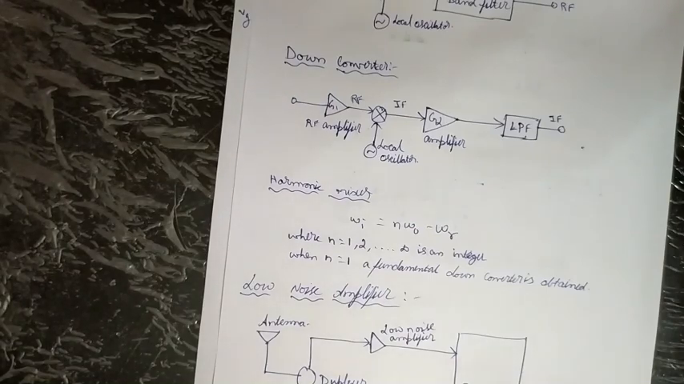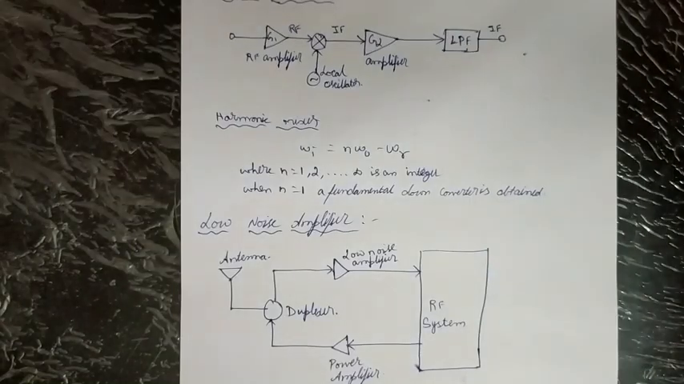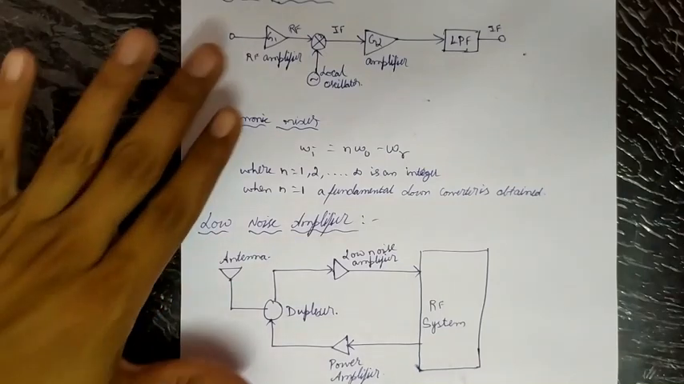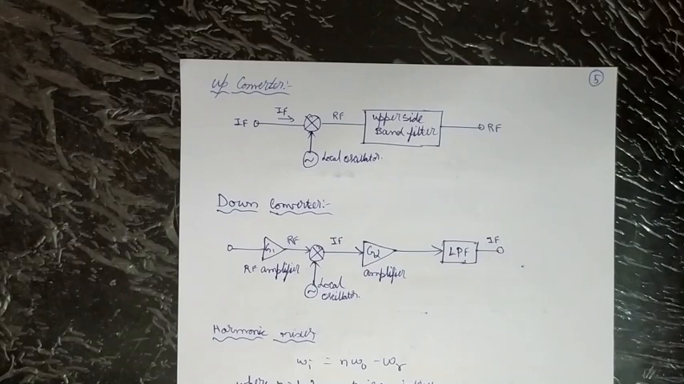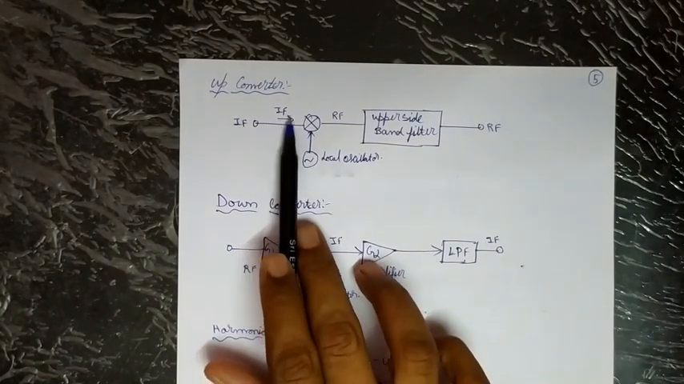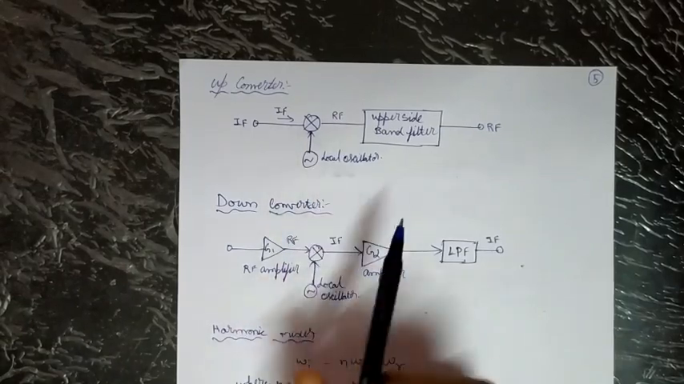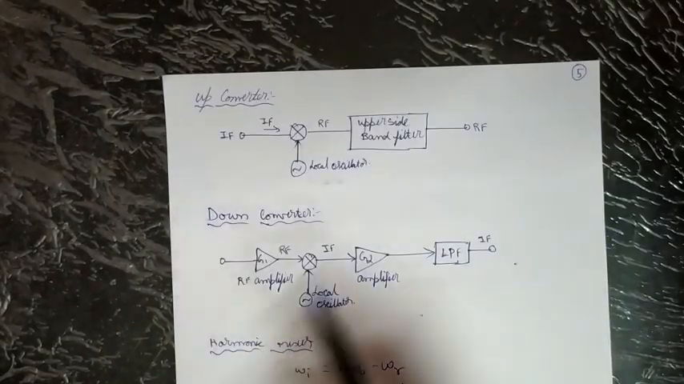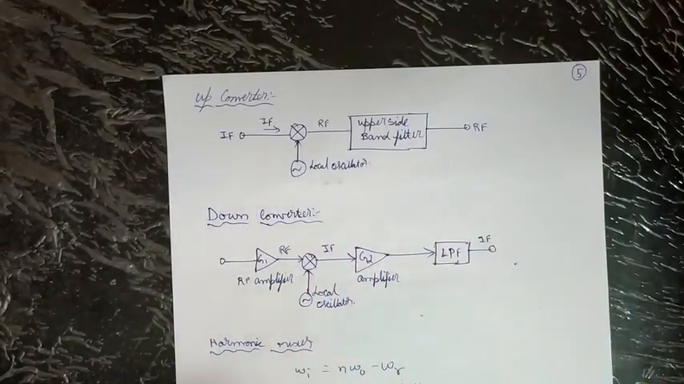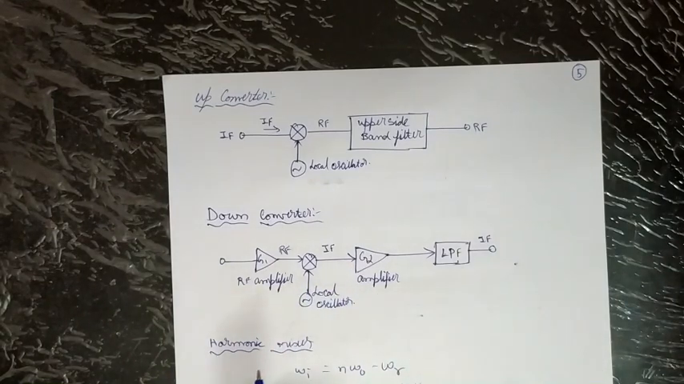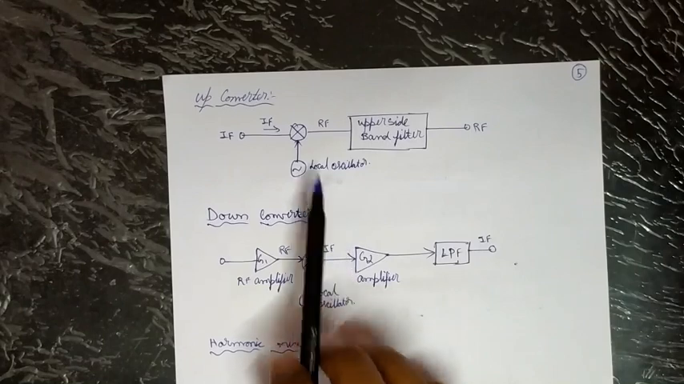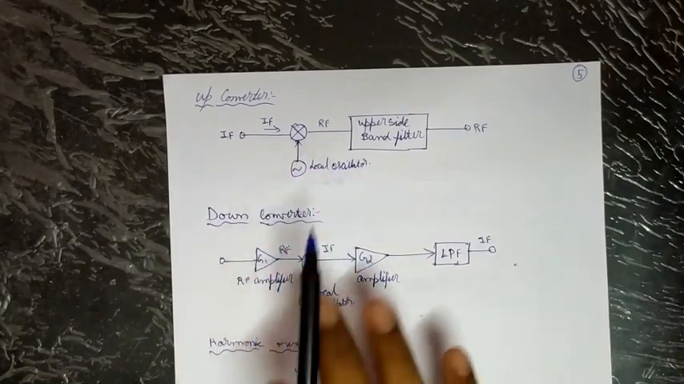Next, we are ready to see the up converter. So here is the block diagram for an up converter. In this we have a mixer. Intermediate frequency in, higher frequency out. So an up converter converts intermediate frequency into radio frequencies, whereas a down converter converts radio frequency into intermediate frequencies.